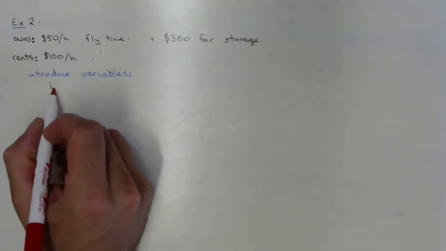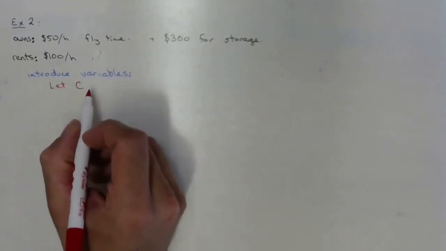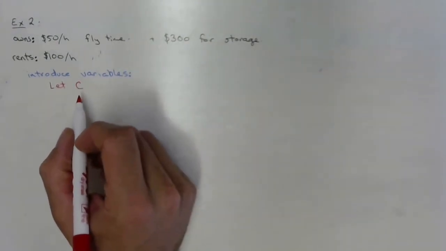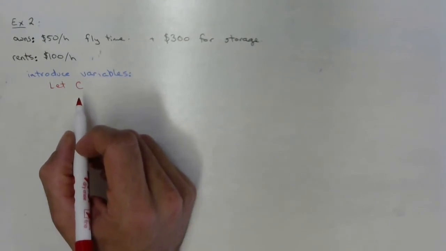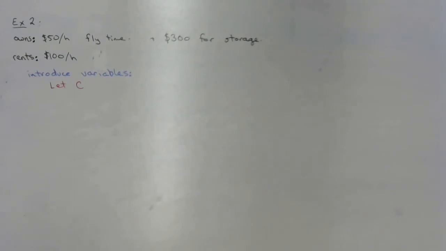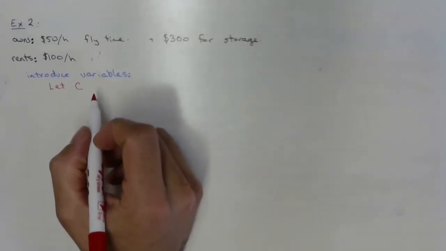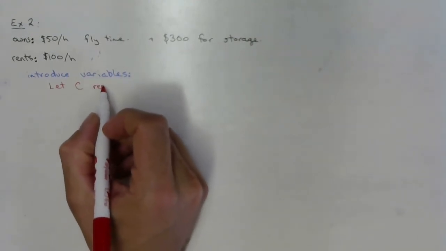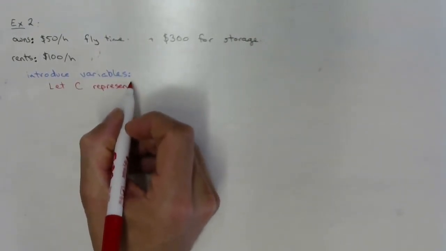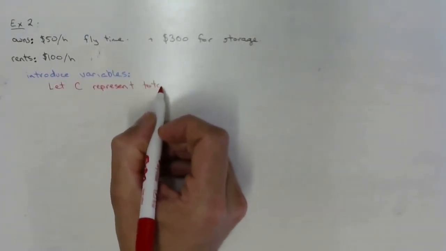This is really important. We're going to let C, capital C. Usually variables are lowercase letters. Cost is traditionally capital. If you go into business or accounting or economics, the variable capital C will always mean cost. It's just a standardized thing. So we're going to let C represent total cost.